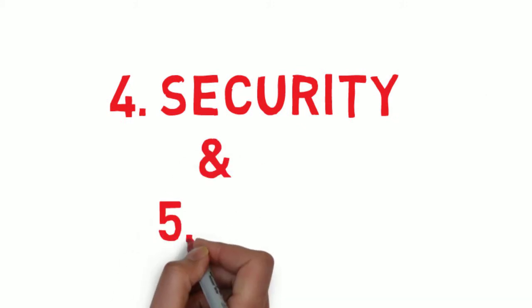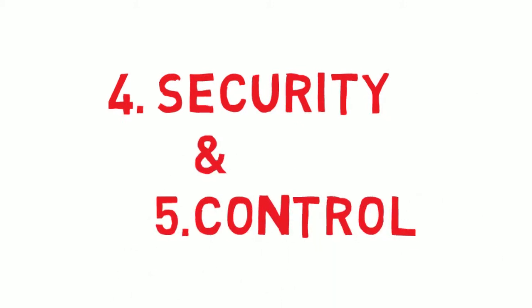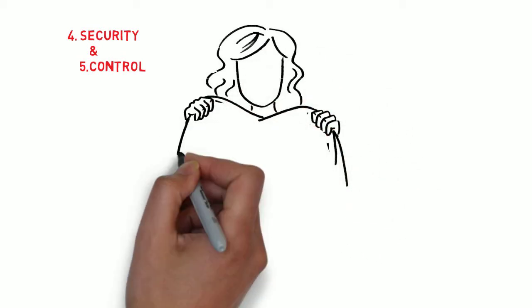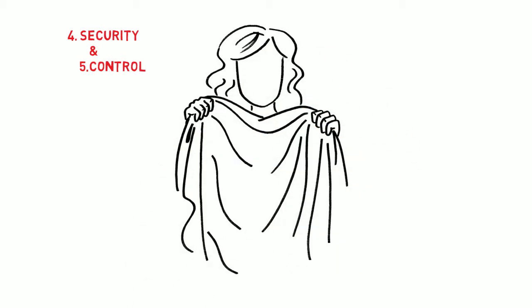Security and control. You want your patient to feel safe and cared for. One way to achieve this is to ask the patient to help you by holding on to the draping sheet. This can help empower the patient as they are in control and can also make them feel more secure.